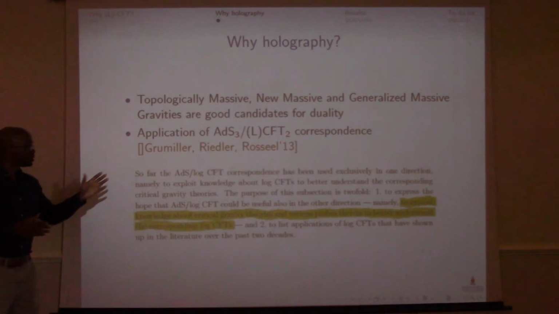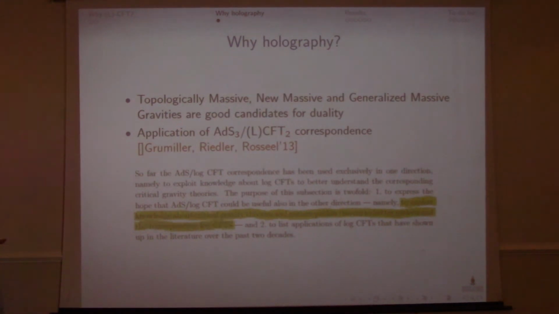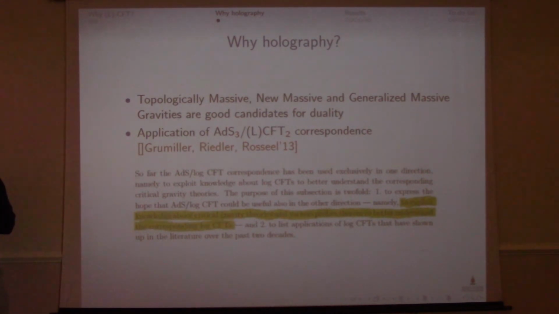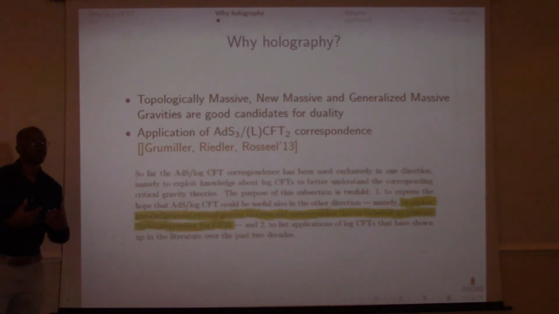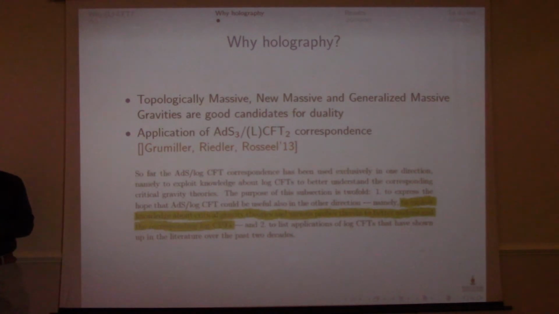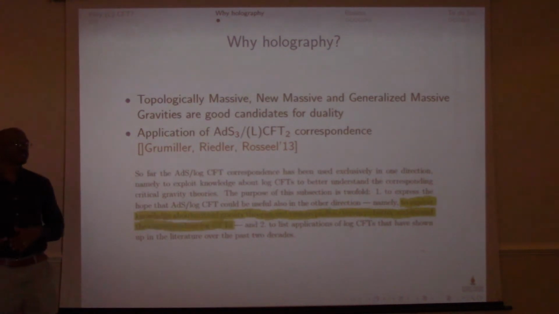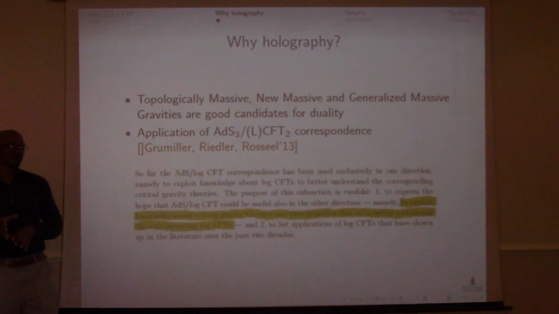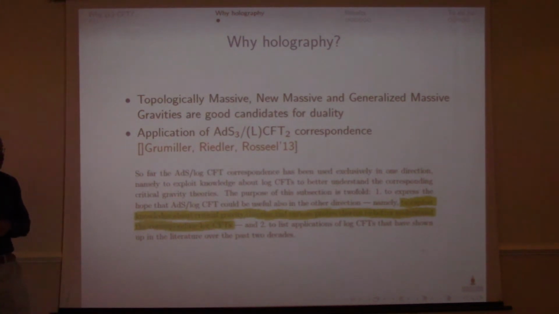There was a paper written by Grumiller and friends in 2013 that states that up to that point, AdS/LCFT had been used in one direction, so taking the knowledge from LCFT and seeing what can be learned for these gravity theories on the gravity side. And they also suggested that it would be interesting to do it the other way around. So basically, taking results from those massive gravities and seeing what can be learned on the LCFT side. So this is what I'm interested in. So I seek more on the CFT side than on the gravity side. And so that was a starting point for us.